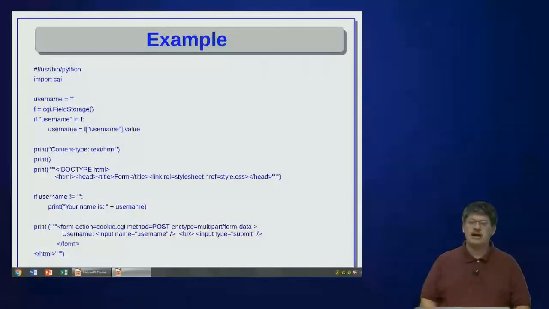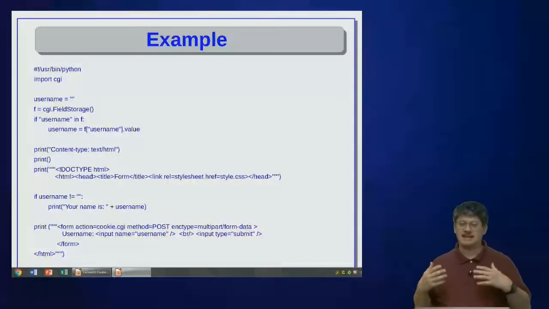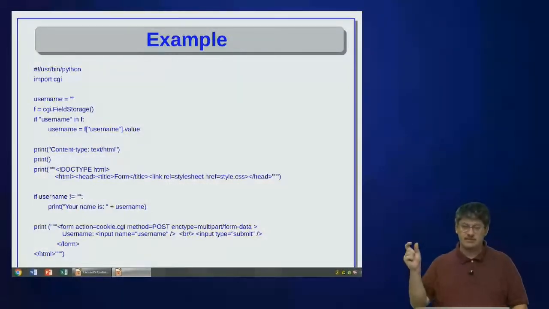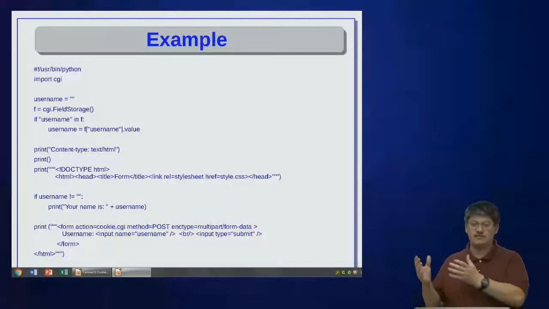So here we go. It's a Python script, so we start with the magic shebang, /usr/bin/python. I'm going to import the CGI module because I'm going to be accessing fields from a form. I'm just going to have one value that I retrieve from the form, a username, so I'm going to set that to be the empty string by default. And remember, the way that I access the fields in an HTML form is I use cgi.FieldStorage.